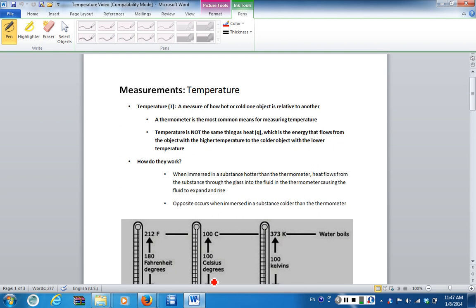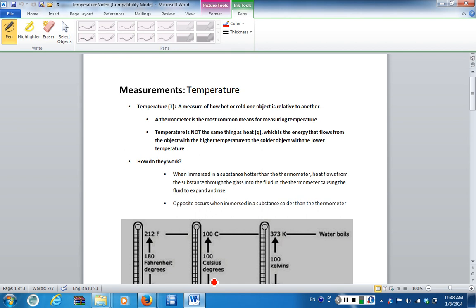Now, commonly with temperature, how do we measure it? Well, we use a thermometer, and you will be using this technique in lab this semester many times. Basically what happens with a thermometer is that when you immerse it in a substance, if it's in a hotter substance, the liquid inside of the thermometer is going to expand and rise, and if it is in a colder substance, then it is going to contract and go lower.